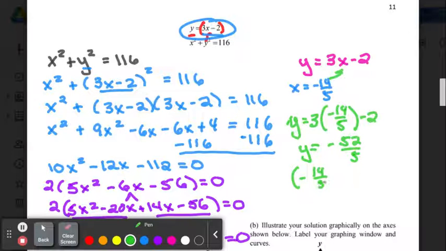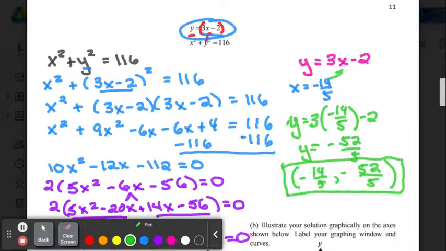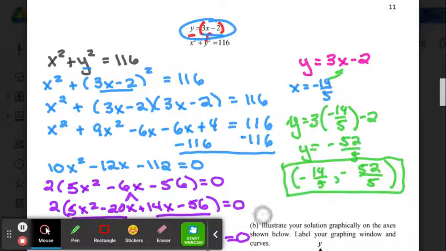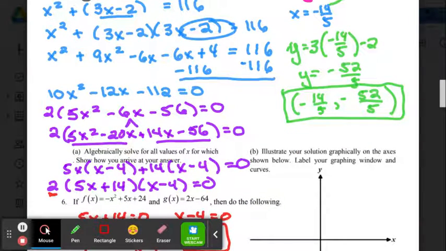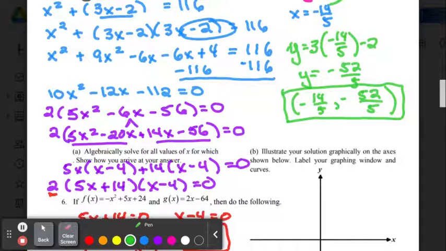Negative 14 over 5, negative 52 over 5. Well, that's some point to plot. Okay, there's one answer. Now, just when you think you're done, we have to plug in 4, because that's our other equation.